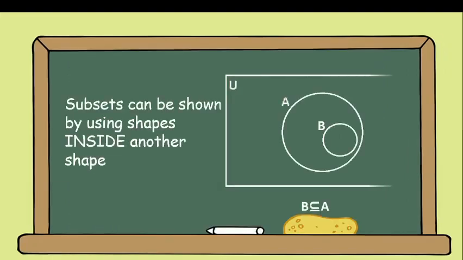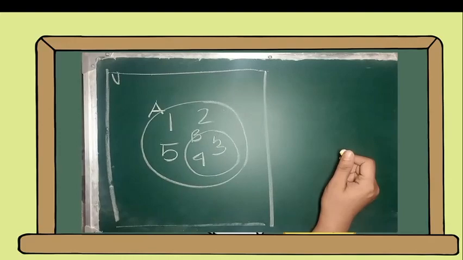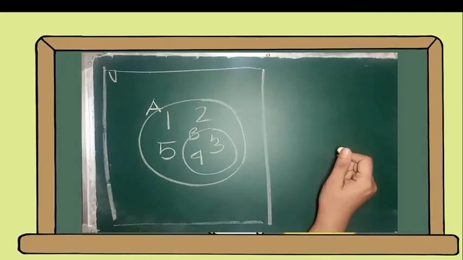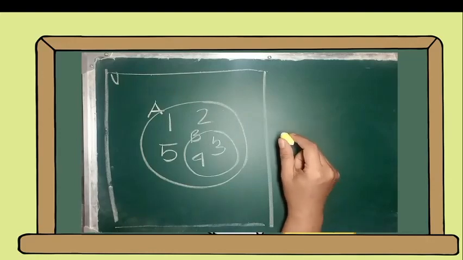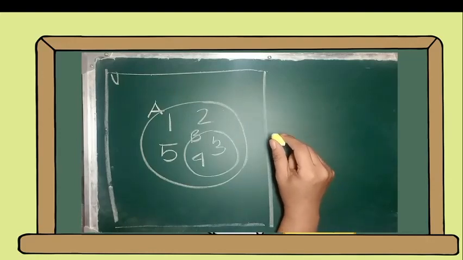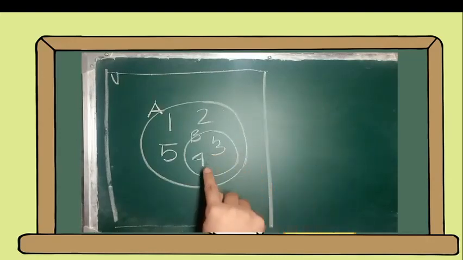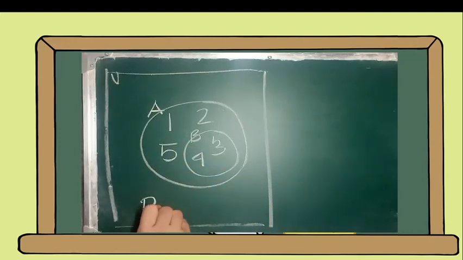Subsets can be shown by using shapes inside another shape. How about subsets? Remember na ang lahat ng shapes sa loob ng isang malaking shapes ay subset. So, sa figure na to, since nasa loob si B ni A, B is a subset of A.